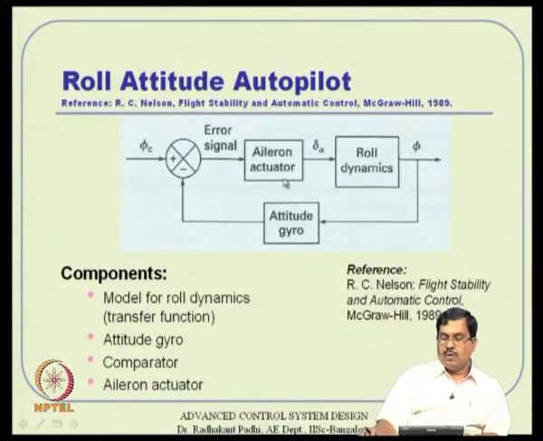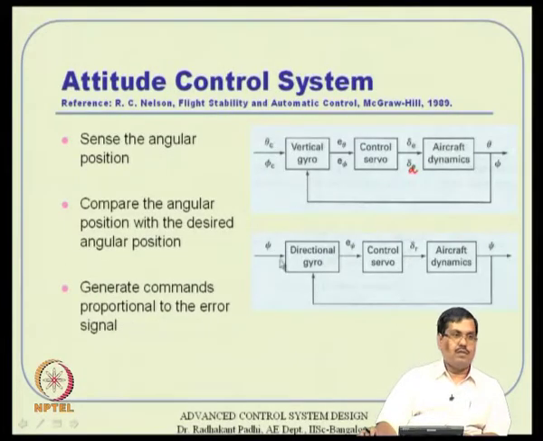So, obviously, this transfer function plays a role while tuning the gains. Okay. And obviously, we need an attitude gyro to find out what our actual phi is, and we need a comparator to realize this comparison signal, plus minus and all that, so we get an error signal. And obviously, we need an aileron actuator to finally execute the command. Okay. So, these are all the various components that go through the roll attitude autopilot, and a similar thing will happen for pitch attitude as well as yaw attitude.